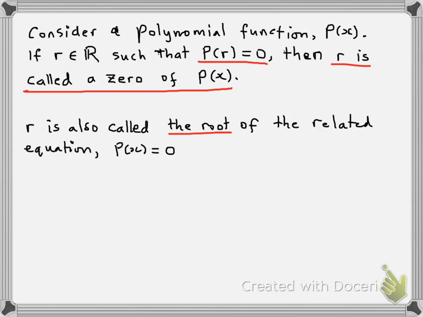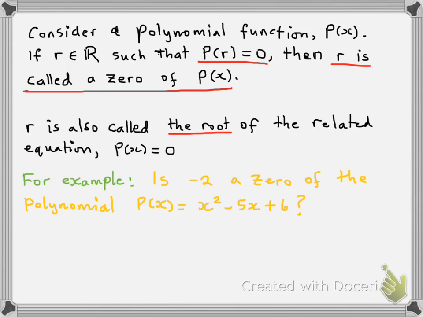Now, whenever you have a polynomial p of x there is always this related equation p of x equals 0. That is, when y is 0, what is the solution to that? That solution is the same thing as the 0 of the polynomial. So if r is a 0 of a polynomial, then r is also called the root of the related equation p of x equals 0. And don't worry, we will make this really clear with examples.